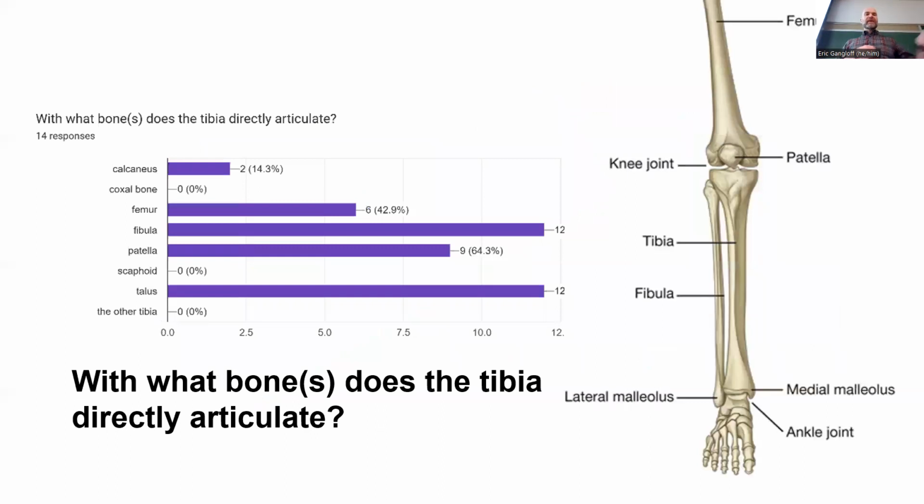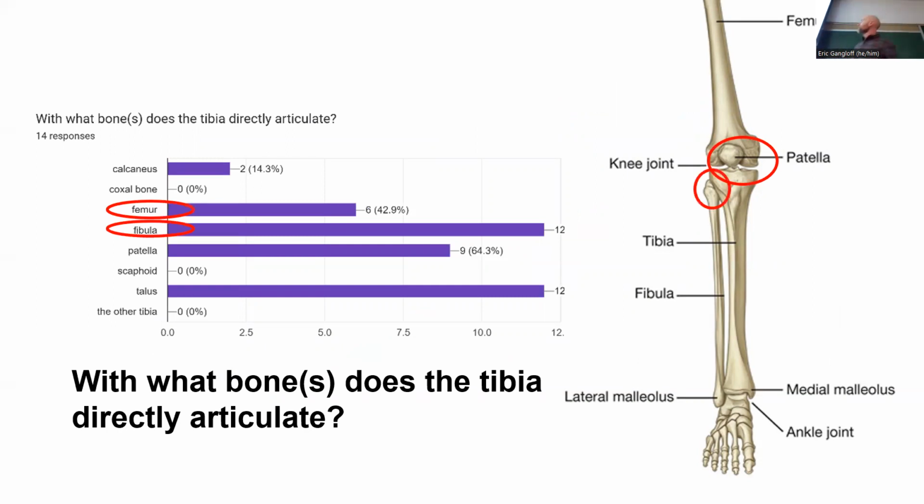Wednesday on your way out of class, I asked you the question, with what bones does the tibia directly articulate? Here's a diagram of an anterior view of a right lower limb. You can see the tibia and the fibula there. The correct answer is the femur. So of course, at the knee joint here, we see the proximal end of the tibia articulates with the distal end of the femur, and that is our knee.